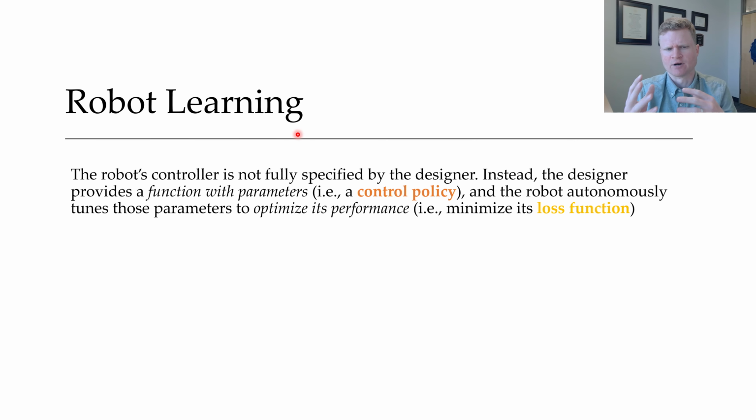So maybe putting that another way, the robot is going to be given a controller that is not fully specified by the designer. If you want to think back to what we've been discussing previously, maybe the robot is given a PID controller, but it doesn't know the right gains for that controller. So the designer is going to provide a function with parameters, and we'll call that the control policy or just policy. And the robot is going to try to tune those parameters by itself in order to maximize its performance.